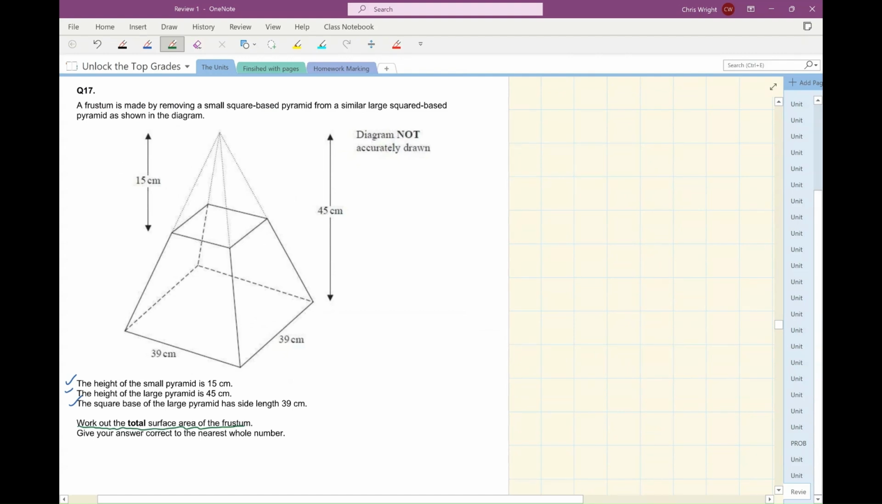Right, now let's first of all deal with the bottom of the frustum. The bottom is a square, measures 39 by 39, so I can find its area, 39 times 39.